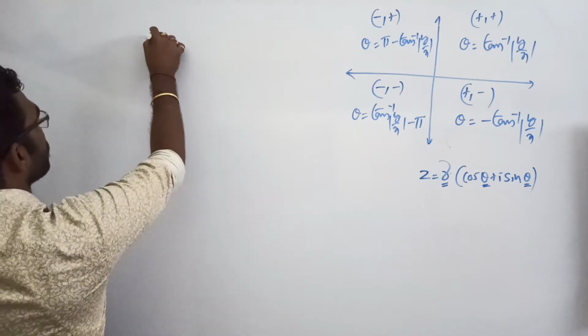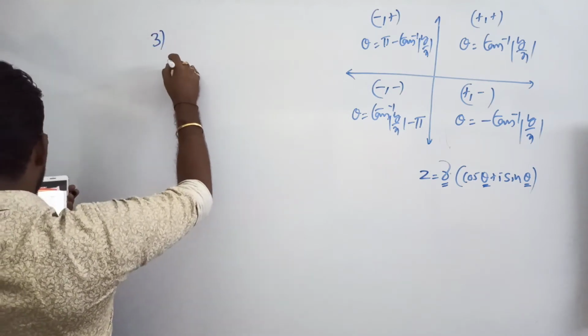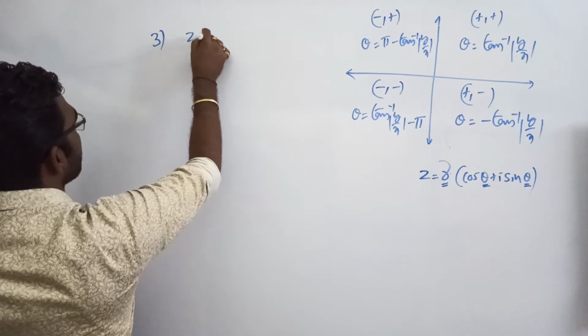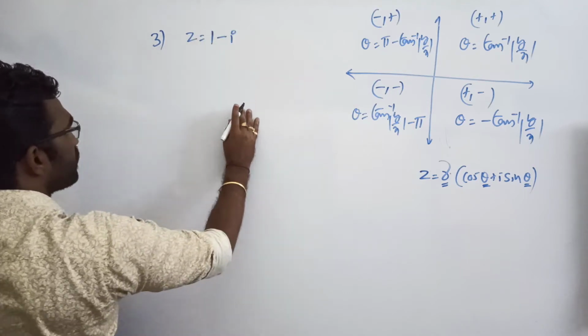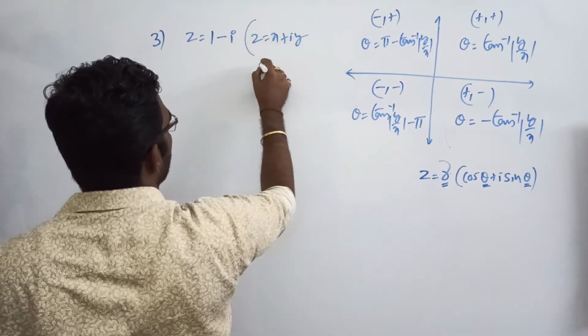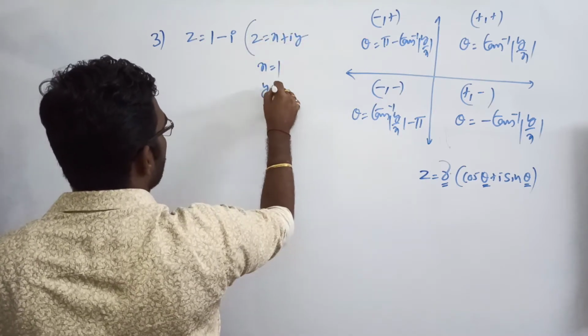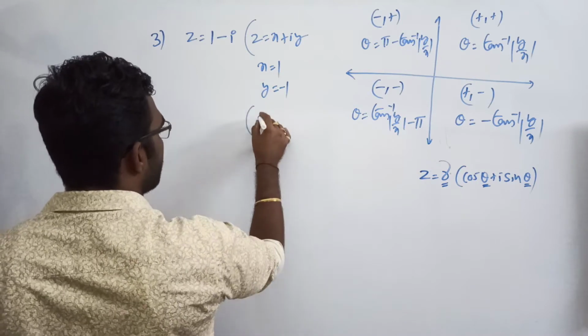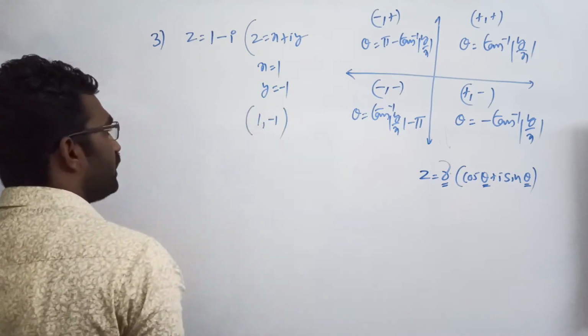In the third question, the complex number is given by 1 minus i. Just compare this with the standard form x plus iy. Therefore x value is 1 and y value is minus 1. That we will write in the ordered pair form, (1, minus 1).